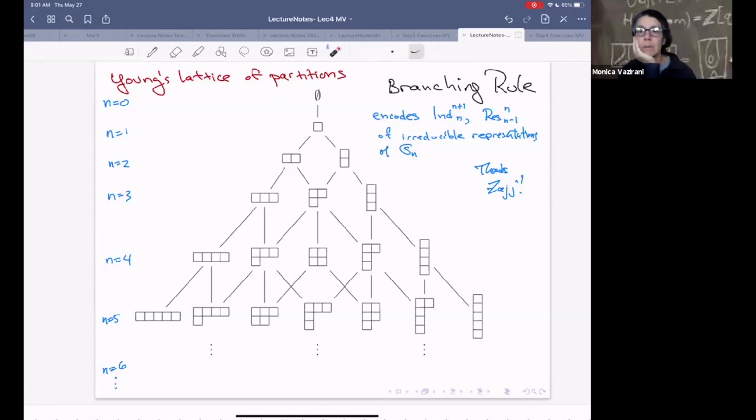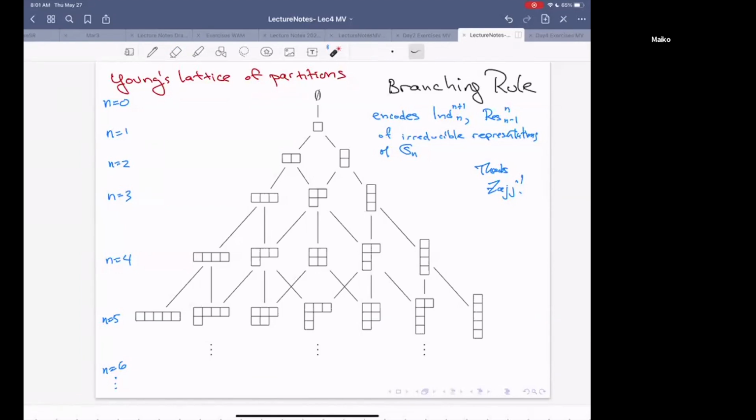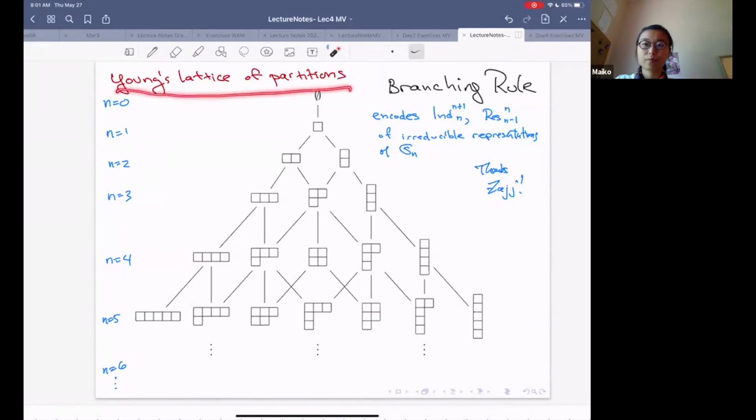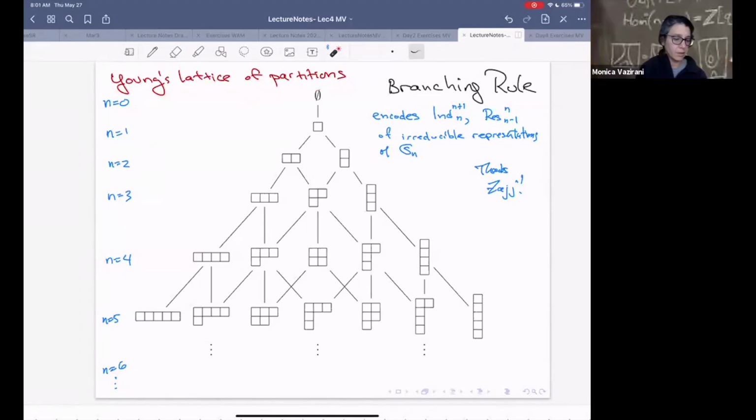Let me go a little bit more in depth into some things that I mentioned in the last lecture, which involve this picture. This is Young's lattice of partitions. This is something that you can get an elementary school student to draw once you explain the rules to them. For instance, if you have a partition of 5, that means you have 3 plus 2, and I like to draw my partitions English style.